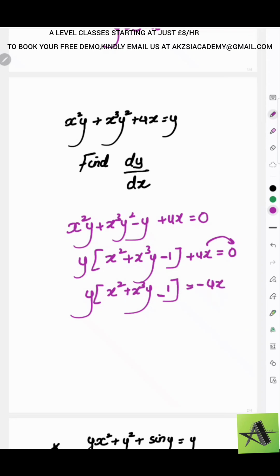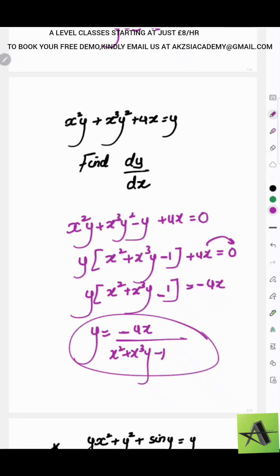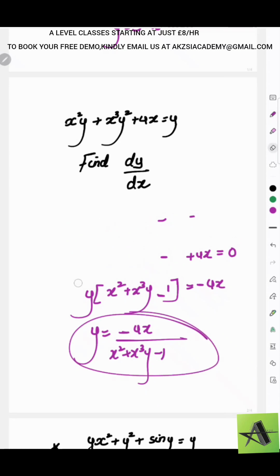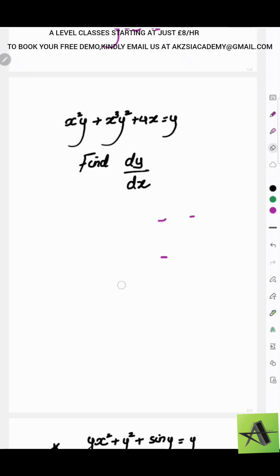And in order to make y the subject, I'll divide. But you can clearly see on the right hand side, I still have one y. I'm not able to separate it out, and that function is called an implicit function. So today we are doing the differentiation of these implicit functions.